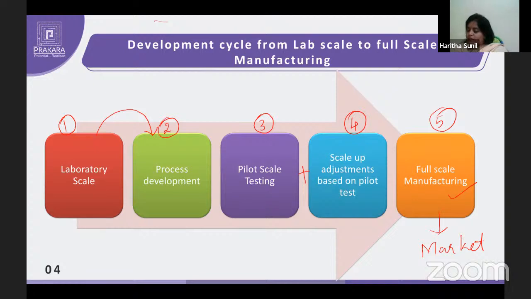So this is all about the pilot plant scale up techniques. Hope everyone has understood this topic.